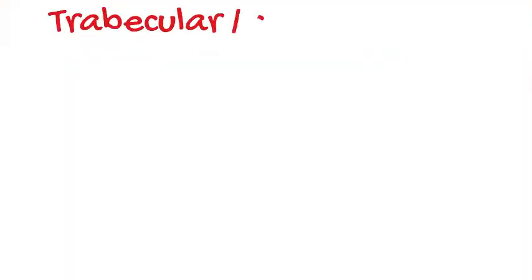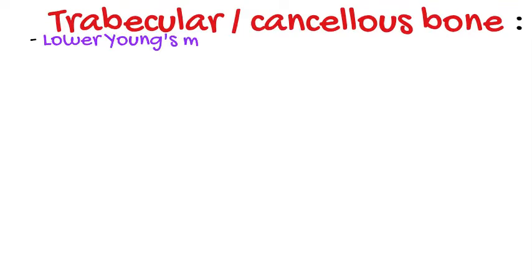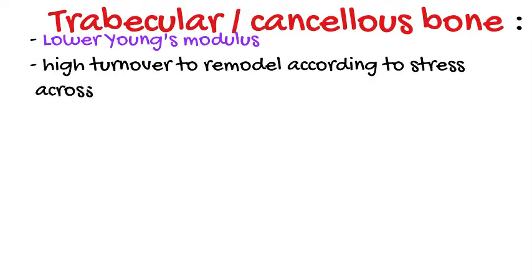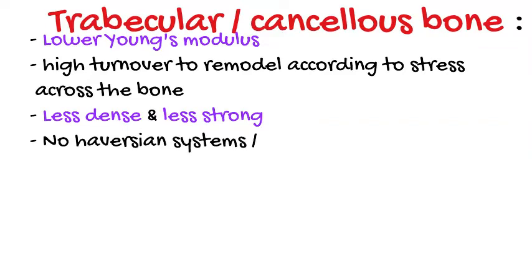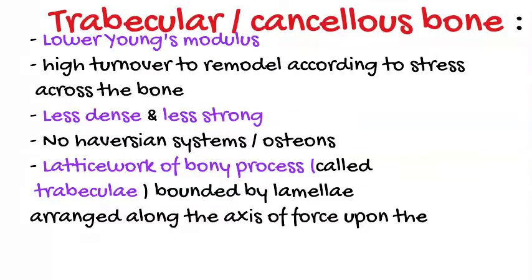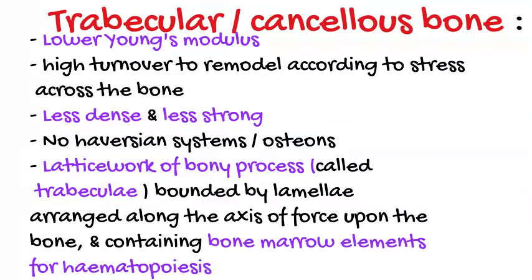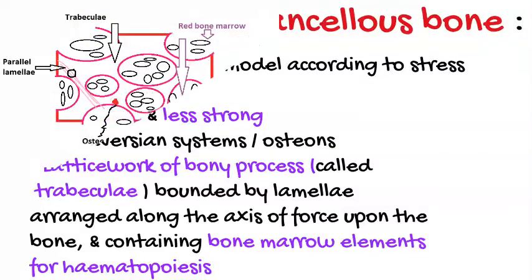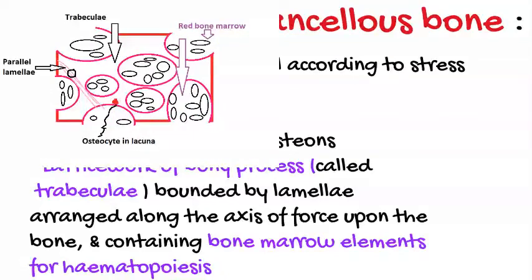For D. cancellous bone or trabecular bone at the macroscopic level. Cancellous bone has a lower Young modulus. It has high turnover to remodel according to the stress across the bone. It is less dense and less strong. Cancellous bone has no Haversian system or osteon. It is a lattice work of bony processes called trabeculae, bounded by lamellae arranged along the axis of the force upon the bone and containing bone marrow elements for hematopoiesis.